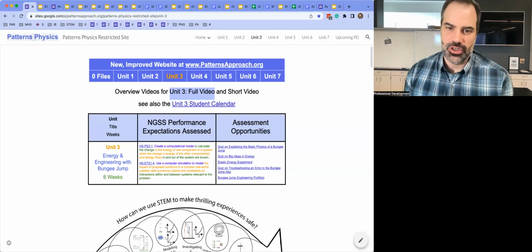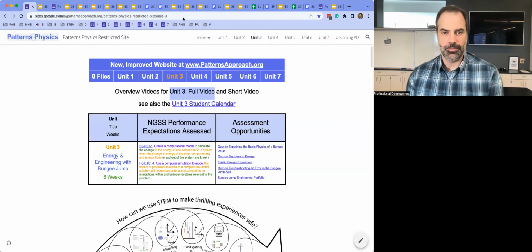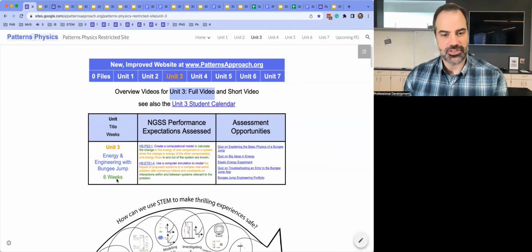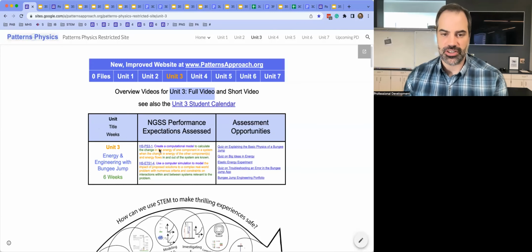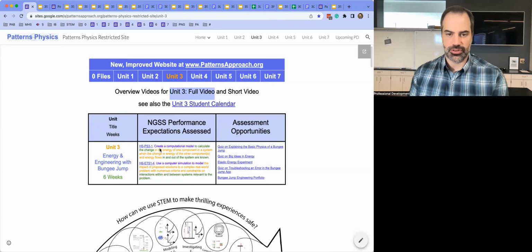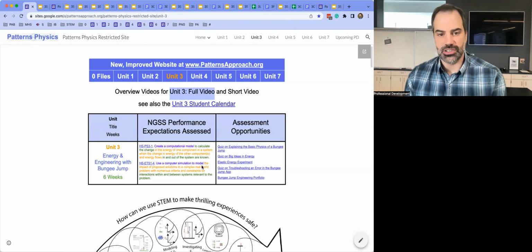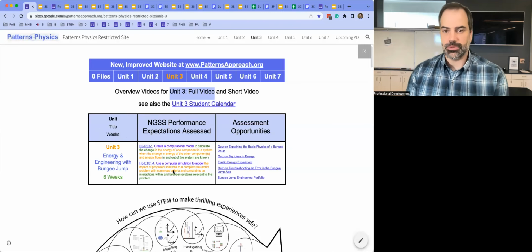Here we are with the Unit 3 full overview. As you can see, this unit is about 6 weeks long, themed on energy and engineering with a bungee jump. It takes on two critical, really big performance expectations around creating a computational model to calculate the change in energy flowing through a system, and then using a computer simulation to model the impact of proposed solutions on a real world problem.